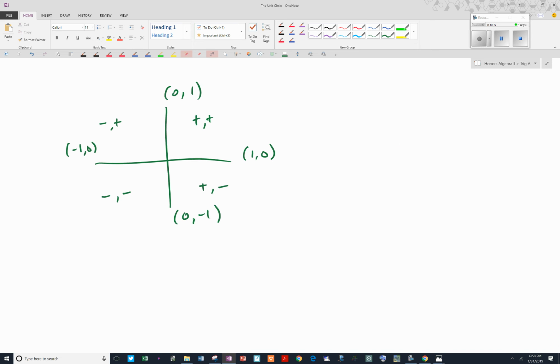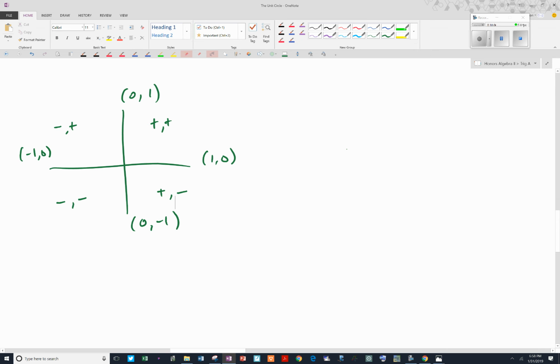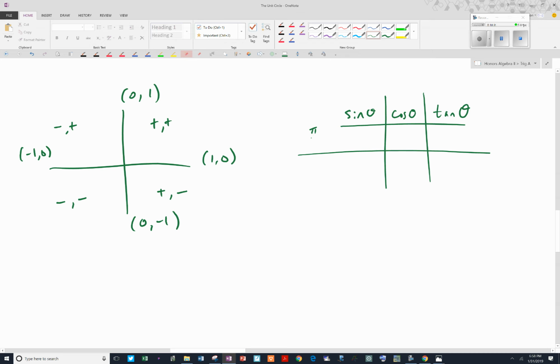Okay, so the trig table, you come up with the whole trig table again using the right triangles. I'm going to show you here a quick way to come up with the values in our trig table. I always go sine, cosine, and then tangent. And I'm going to just do radians here. So pi over 6, pi over 4, and then pi over 3.